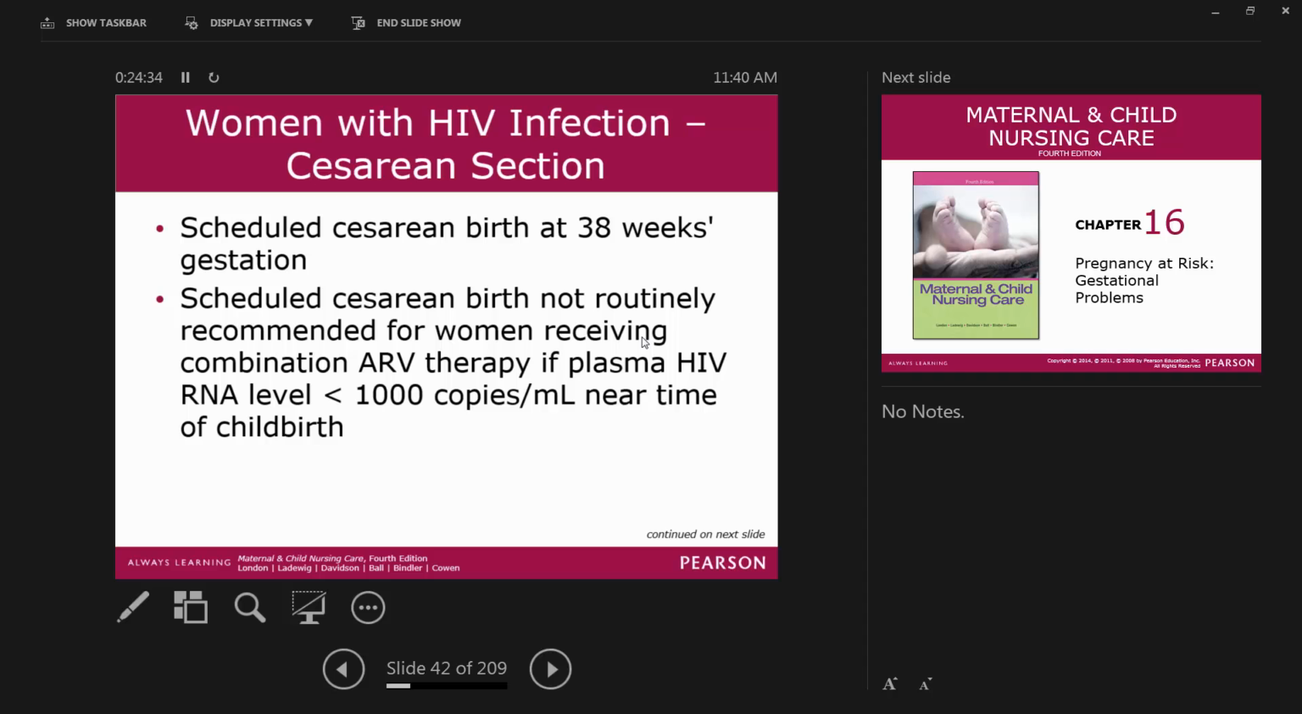Now, I think if the results are less than 1,000 copies and they've been on antivirals, then that's the recommendation they use for breastfeeding. And so they could have a vaginal birth also? They could, yeah, they could, okay? But most women are scheduled for a C-section. And it's her choice. Most women would rather go that route than risk a contamination.